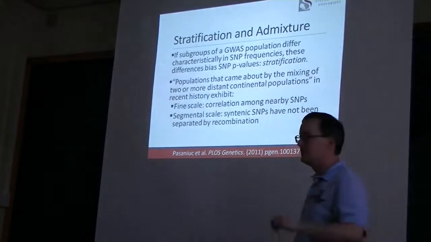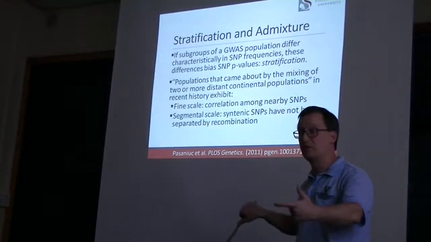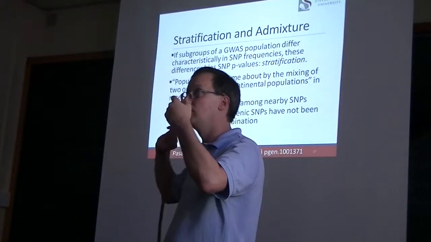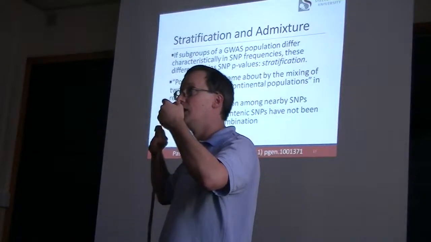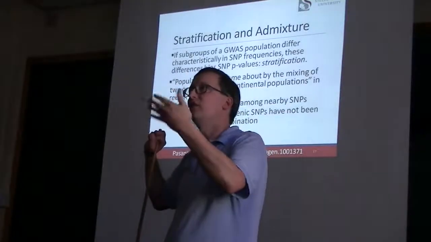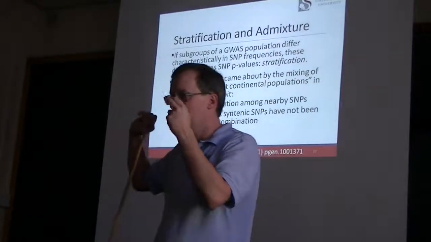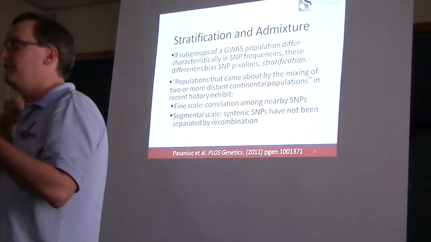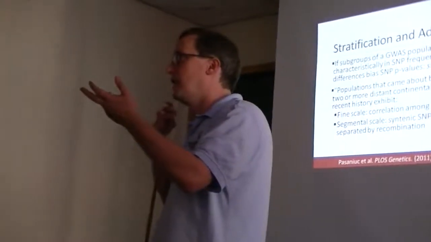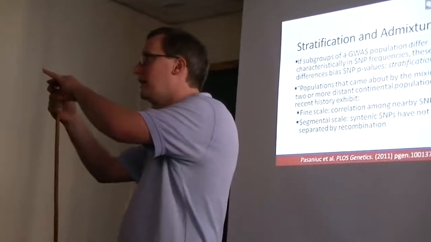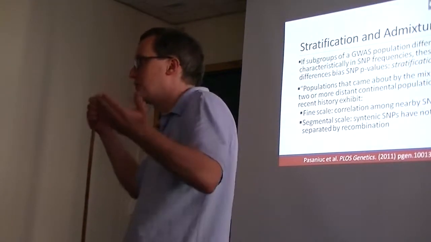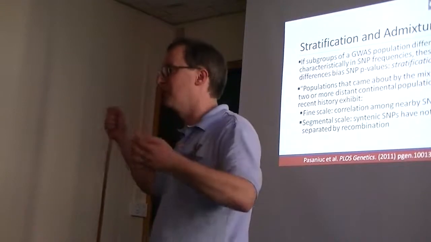Segmental scale correlation among SNPs is most frequently seen when we have a racially non-mixed population, essentially. So, for example, people in Finland have been found to have the least interaction with gene pools outside of Finland for a very long time. I'm not sure quite why this is. I mean, Finland is what it is.